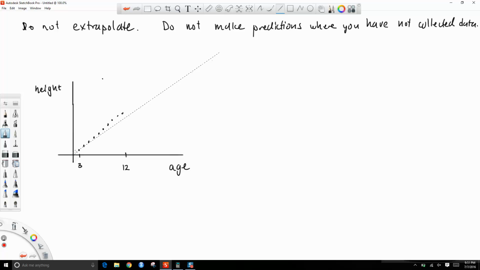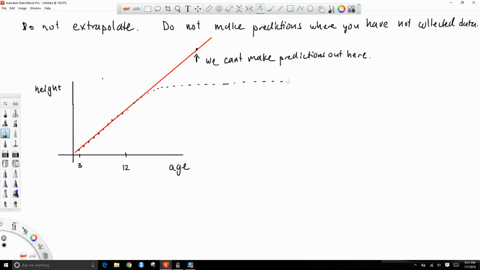And you know, that's not the case, right? If we try to use this and say, when he turns 60, he's going to be that tall, we can't make predictions out here. Because what happens is that as age goes on, suddenly the height levels off. So we don't know what's going to happen in the future. We don't know if the trend will continue or not.